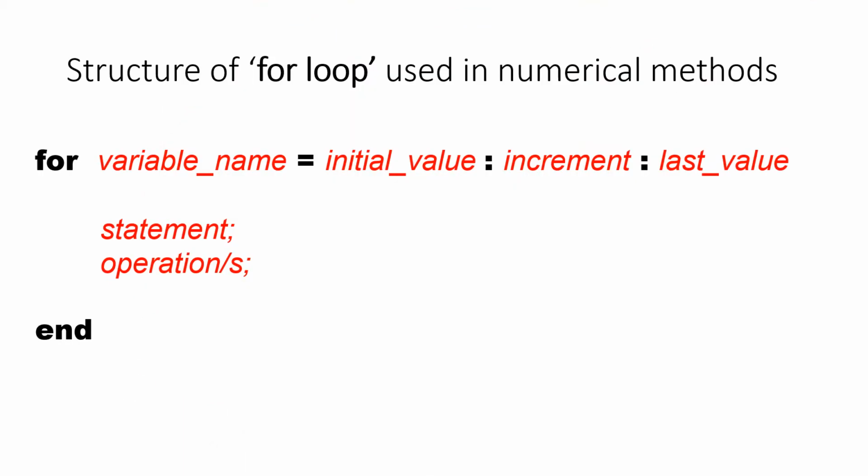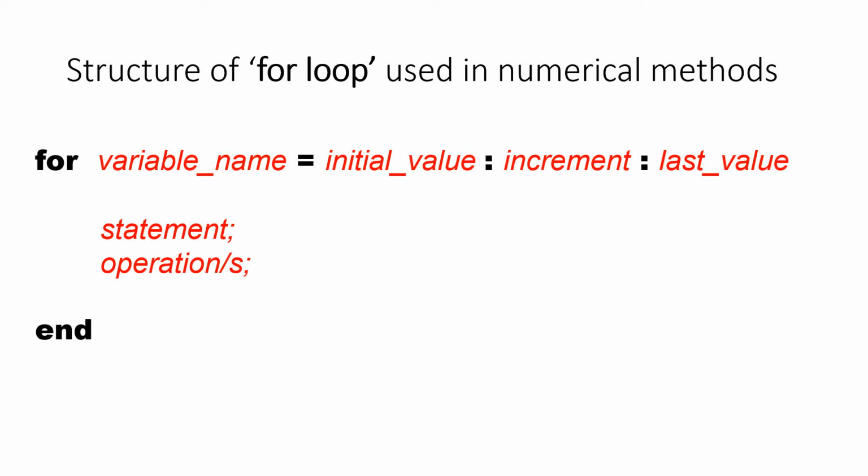Any loop will have these things: a variable name which drives our loop, then an initialization or initial condition, then a stopping criteria or last value, then the value by which it is going to increment or decrement, and then, based on the given condition, the operations which are going to be performed.